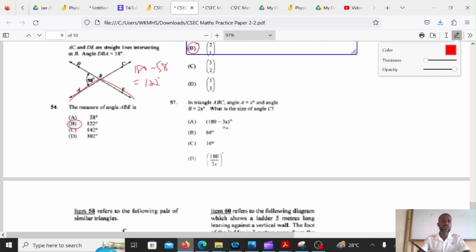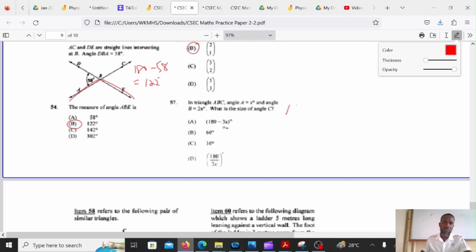So moving on to number 57, it says in triangle ABC, angle A is equal to X, angle B is equal to 2X, and the size of angle C is, so we know the angles in a triangle add up to 180. So therefore we're going to have 180 minus X plus 2X. So X plus 2X will give you what? 3X. It becomes 180 minus 3X degrees. So our answer there is A.